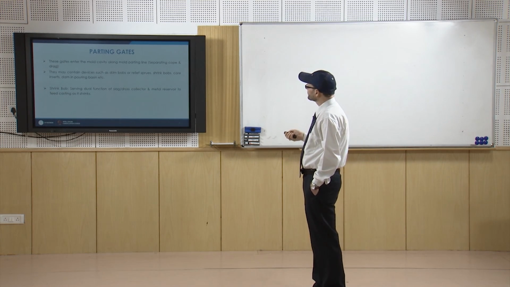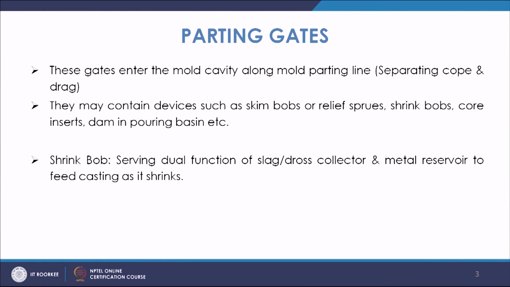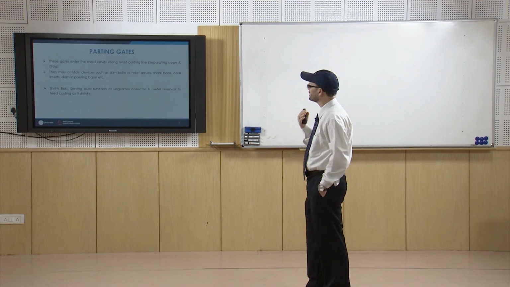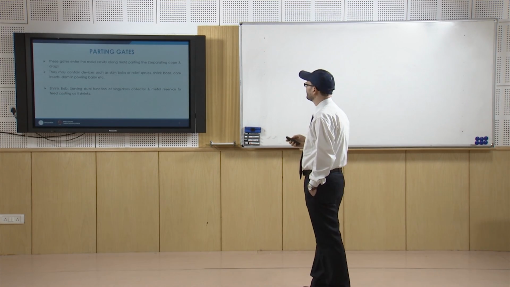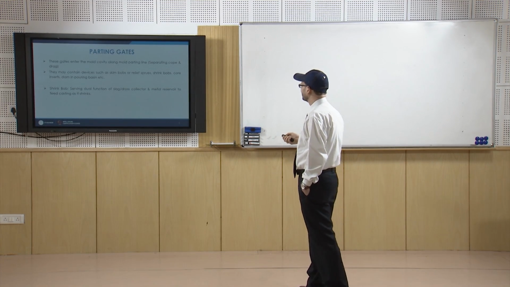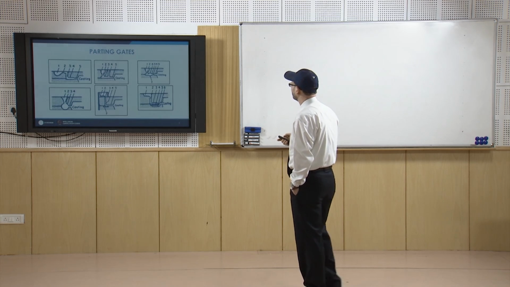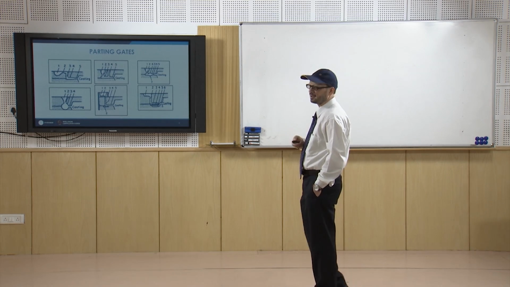Now, in this type of gates you may have to provide devices like skim bobs, relief sprues, shrink bobs, core inserts, a dam in the pouring basin, etc. All these devices have some specific functions. What their functions are, we can see further, starting with the skim bob. So, we can see the different types of gates.